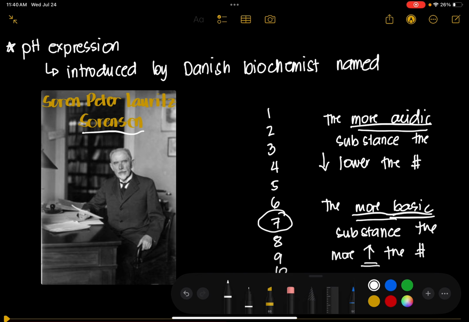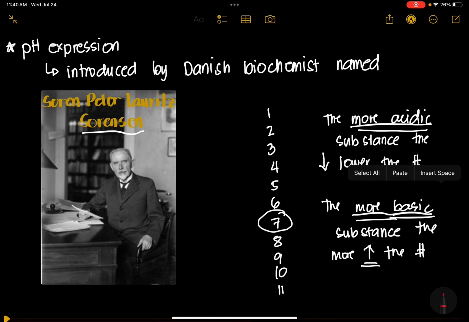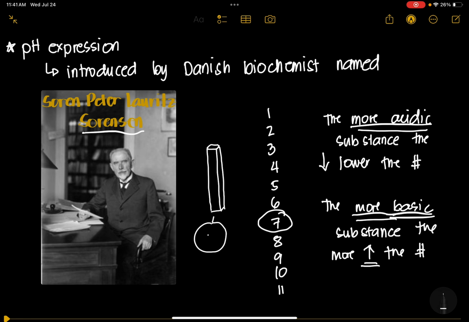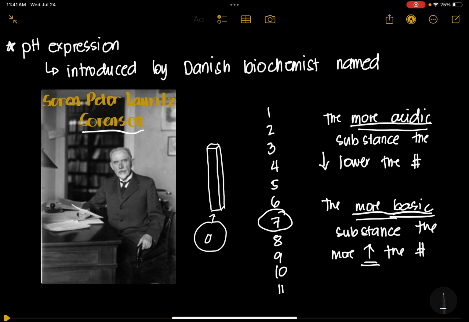So for example, we have an instrument in our laboratory class. Inside it, there is a small bulb that is very sensitive. And there is an indicator here that shows what number it is.